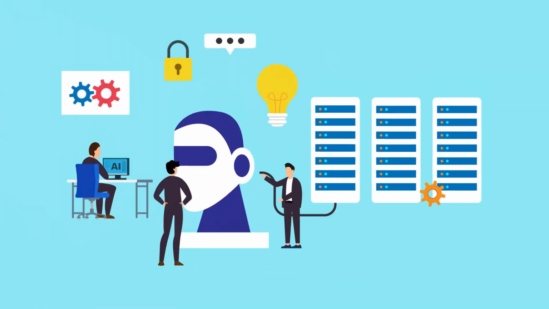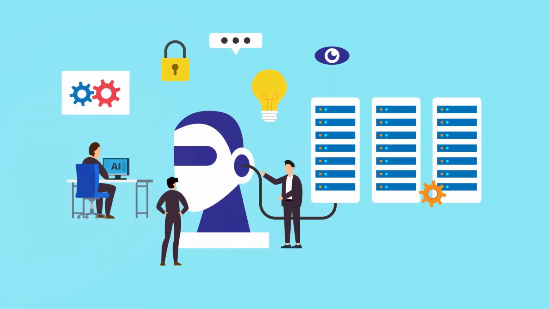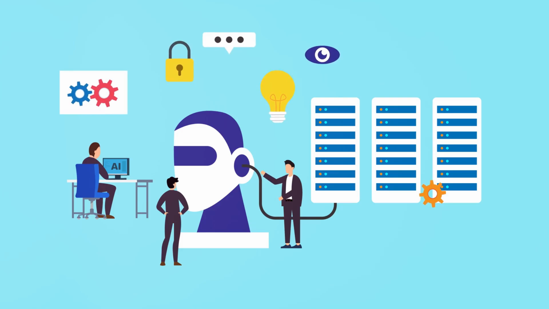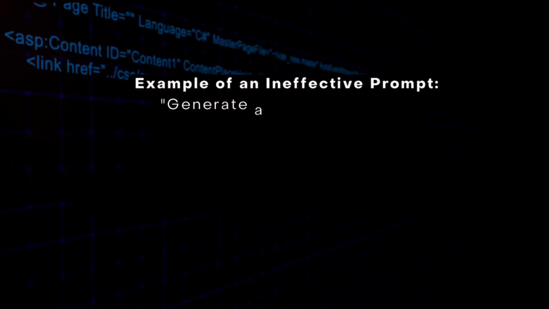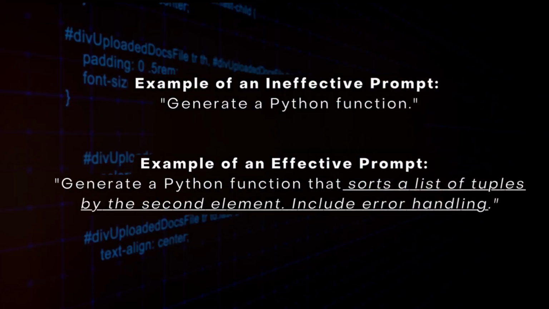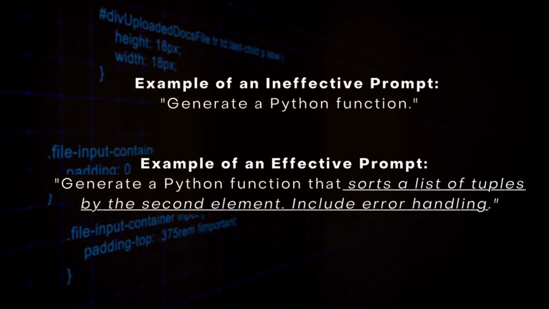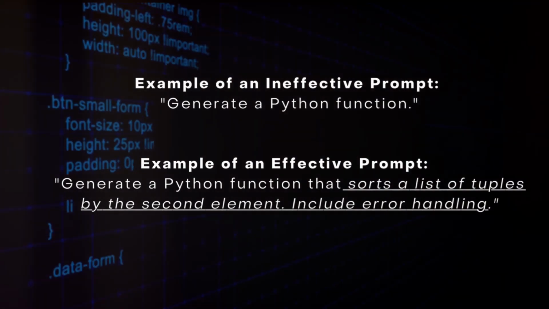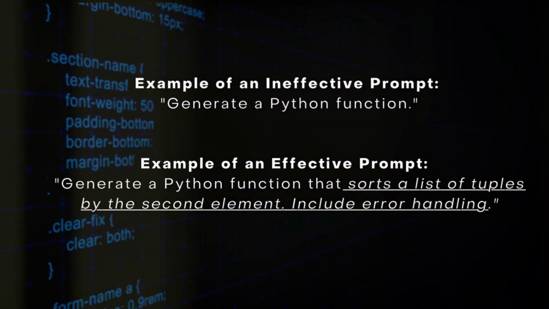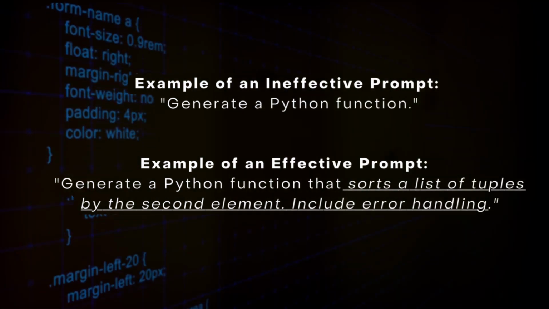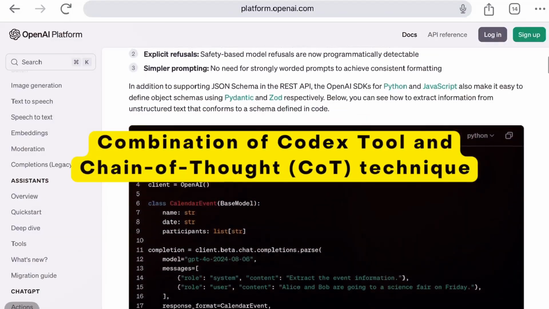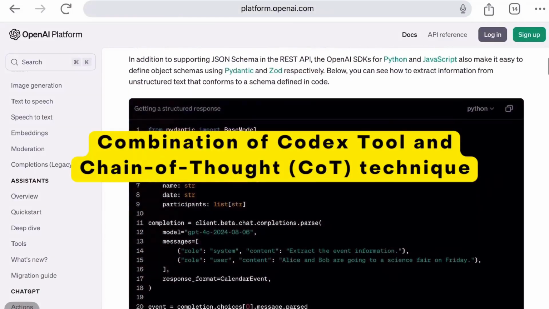It's particularly useful in industries like engineering or software development. Let's review an example where we would use OpenAI's coding tool with a chain of thought prompting framework. Here, an ineffective prompt would be, "Generate a Python function." On the contrary, an effective version of the same prompt would be, "Generate a Python function that sorts a list of tuples by the second element. Include error handling." With Codex and COT, this would yield efficient, error-free code that meets the specified requirements.